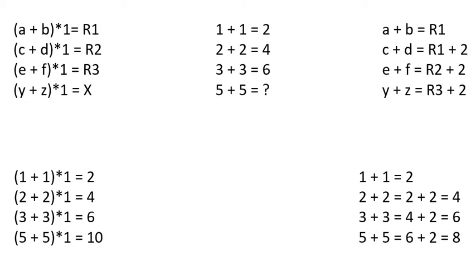2 plus 2 times 1 is 4, 3 plus 3 times 1 is 6, and 5 plus 5 times 1 is 10. Right. On the right side, 1 plus 1 is 2, which is correct. 2 plus 2 is 2 plus the previous result 2, which is 4. Correct. 3 plus 3 is the previous result 4 plus 2, which is 6, which is correct. And then we have 5 plus 5, which is the previous result 6 plus 2, which is 8.